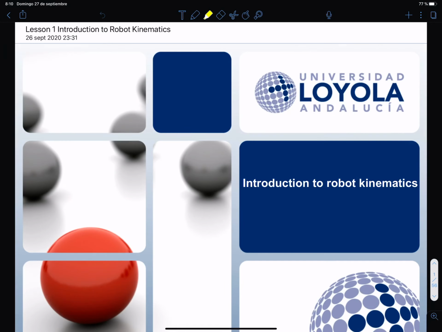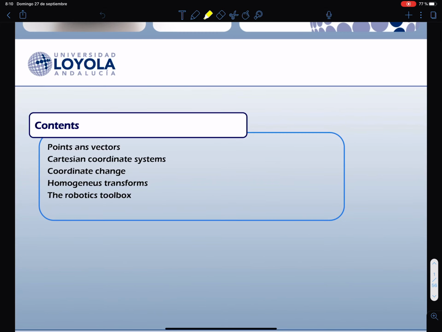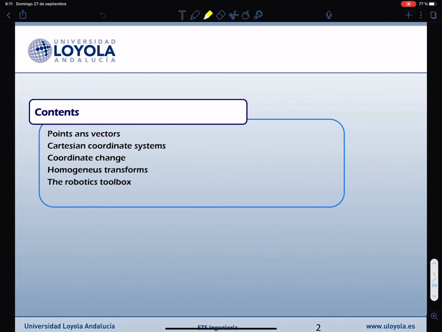Well, hello. In this video, we are going to start to learn the basics of robot kinematics. In order to do that, we will have to talk about points and vectors. We will talk about Cartesian coordinate systems. We will introduce a new way of describing coordinate changes. This will lead us to the presentation of homogeneous transforms. And then finally we are going to shift to MATLAB and make some examples of use of the robotics toolbox.